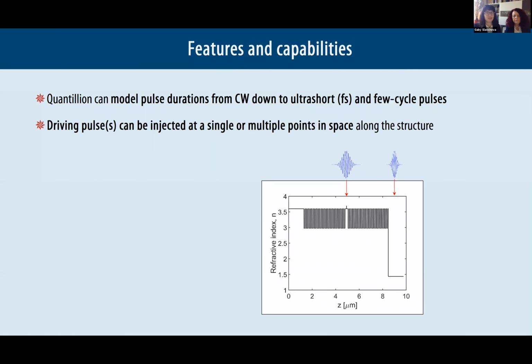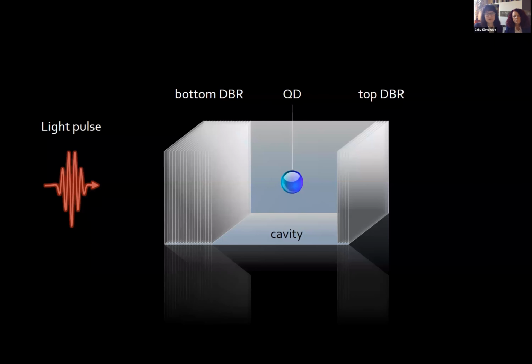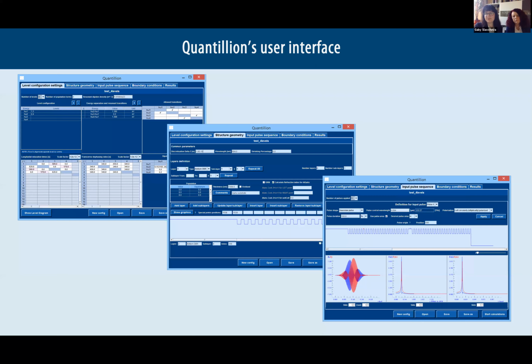Driving pulses can be injected into the device at any point along the structure definable by the user, and can furthermore be deployed at different timings. So I'm going to show you a cartoon of what Quantillion actually does, what it actually models. It essentially sends an optical pulse through a semiconductor structure with or without an active medium, and calculates the propagation of the field and its interaction with the active medium.